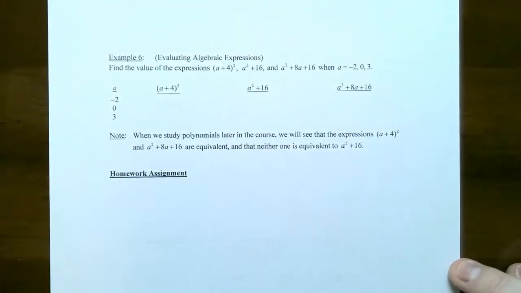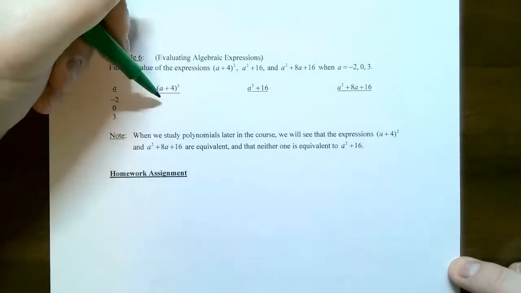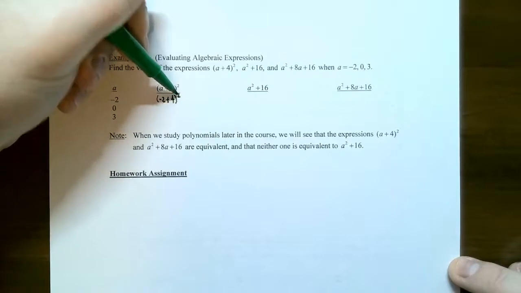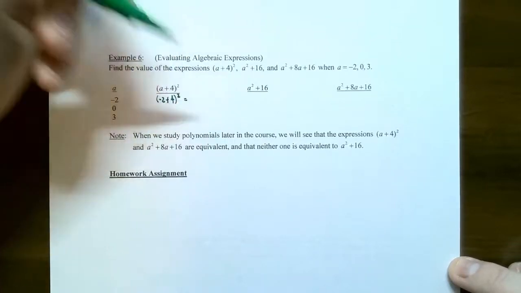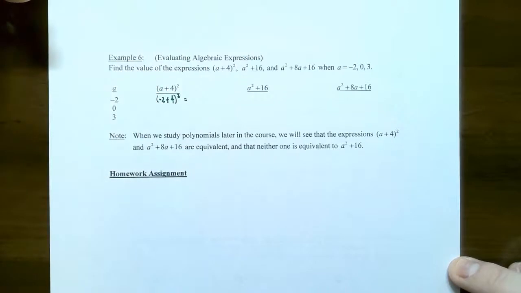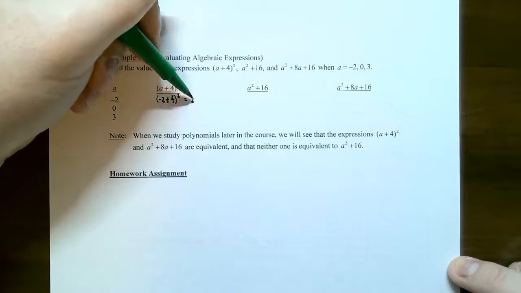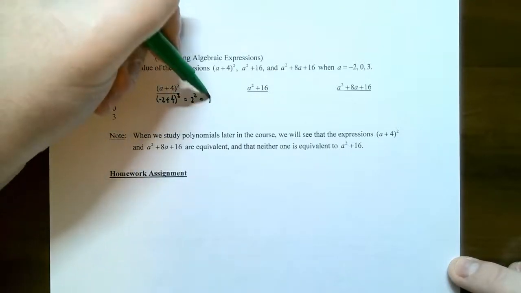So let's do the exact same thing that we did in the last example. Replace the a with the value in each of these expressions. So a is replaced with negative 2, plus 4, and it's inside parentheses that's being squared. So do what's inside the parentheses first, according to the order of operations. Negative 2 plus 4 is 2, and then 2 to the second power gives you 4.